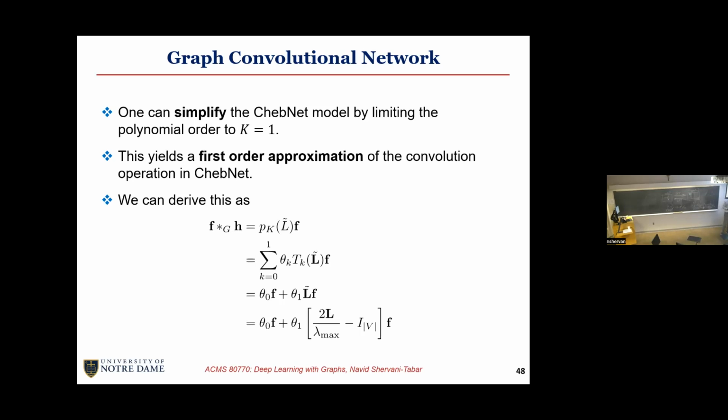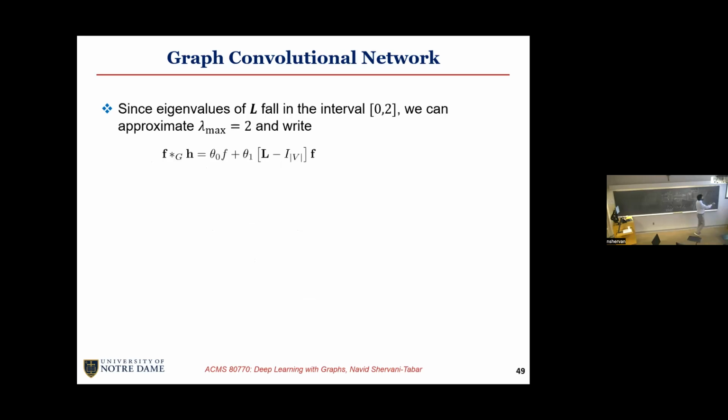Now we said that the normalized Laplacian matrix has eigenvalues in the interval between 0 and 2, so I can approximate that my lambda max is going to be equal to 2 at most. So I plug this 2 into this relation, and I get L minus I over here, right? So this is the relation that we're left with. Now, in the next step, what we want to do is to expand that L.